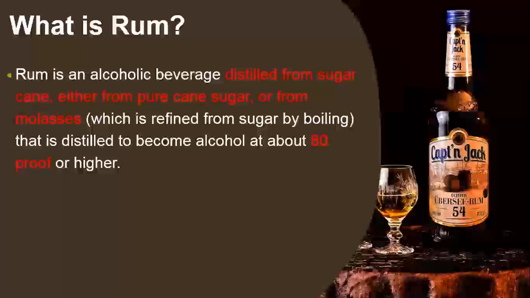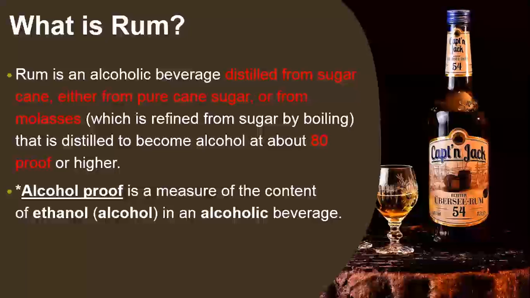Rum is an alcoholic beverage distilled from sugarcane, either pure cane sugar or molasses. Molasses is what remains after sugar is refined by boiling. That is distilled to become alcohol at about 80 proof or higher. Alcohol proof is a measure of the content of ethanol in an alcoholic beverage.